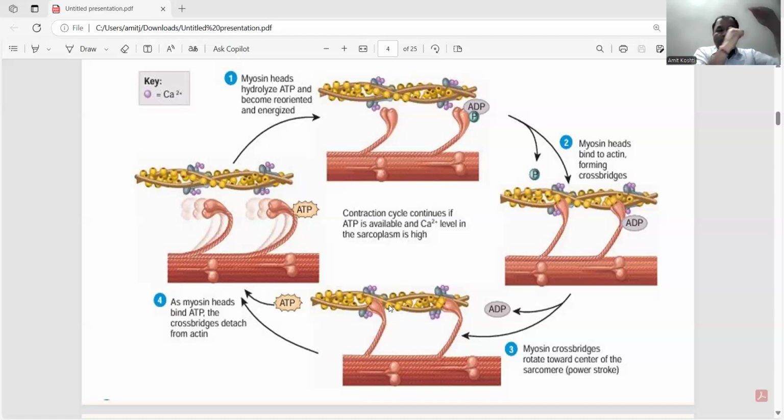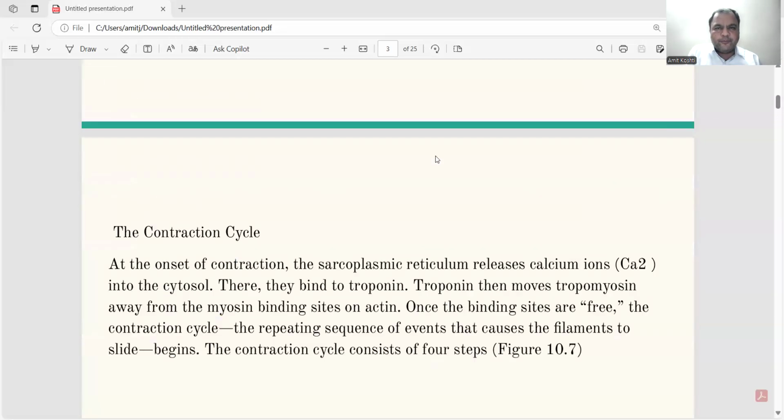So now, when a new ATP molecule binds at this site, the head gets detached from the actin molecule, and the cycle is repeated. Then again ATP is hydrolyzed into ADP and P, and again it carries out the next stroke. This way, multiple strokes cause the muscle contraction. So let me go slide by slide so it will be easier for you.